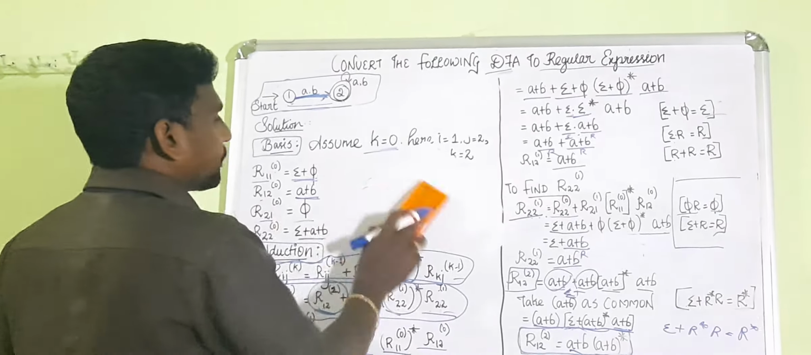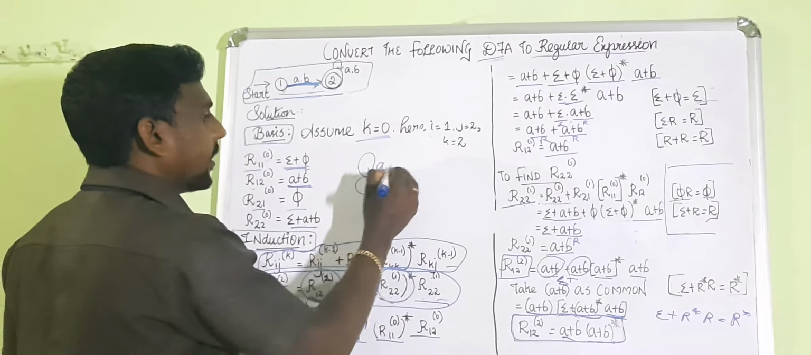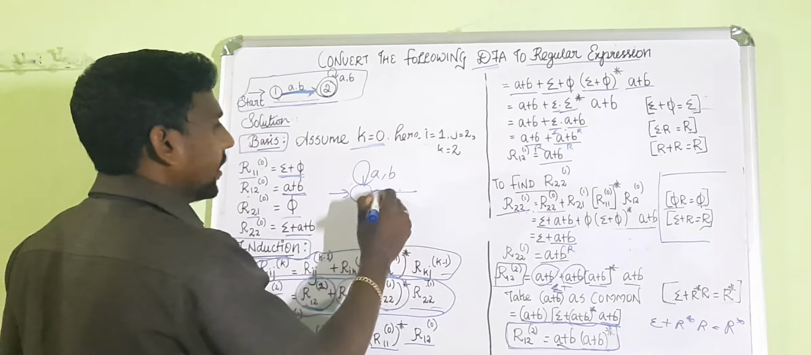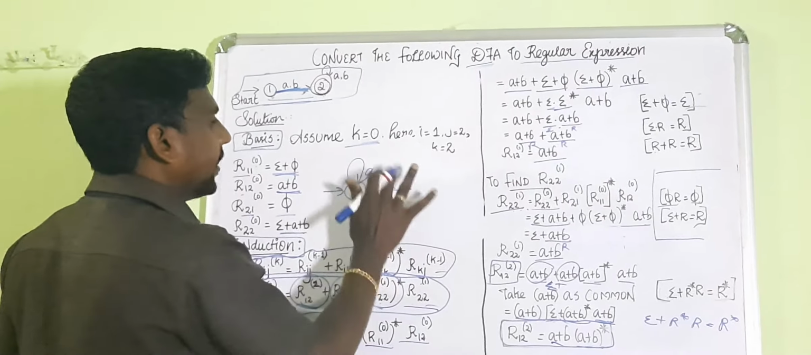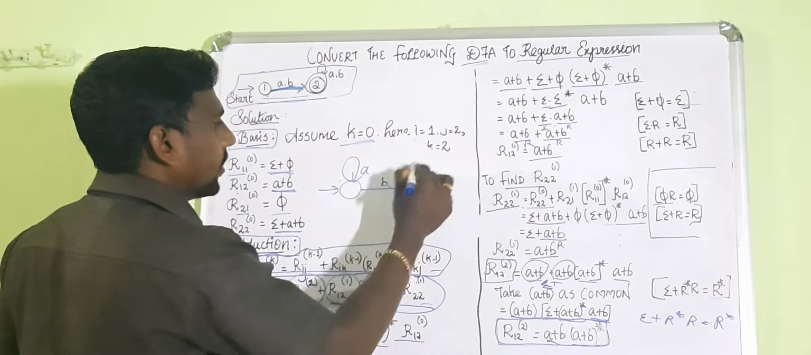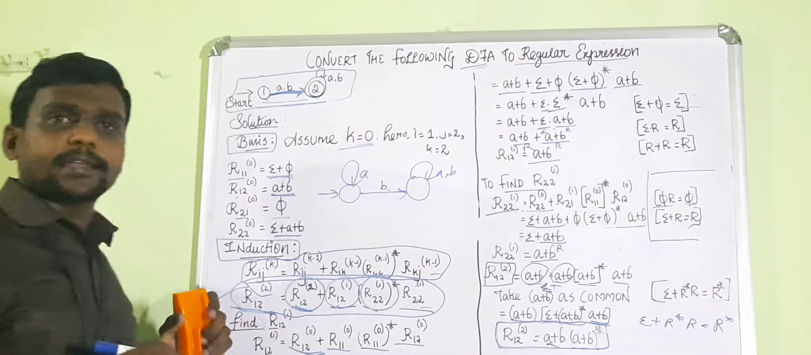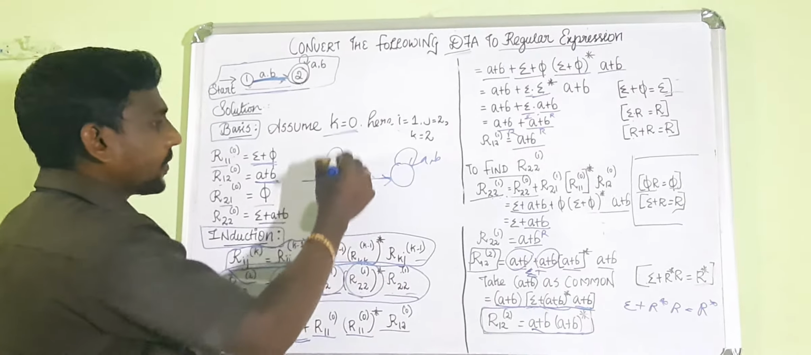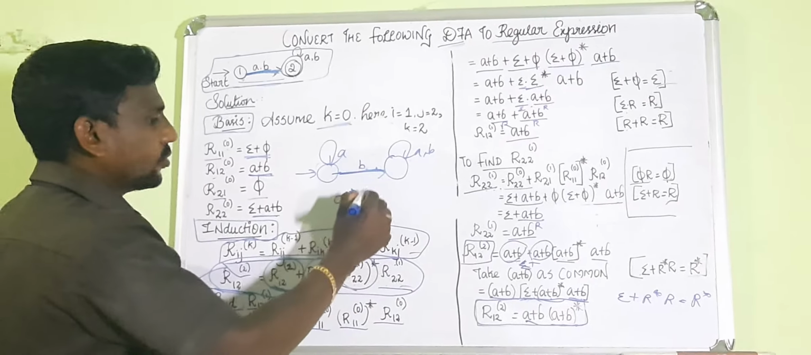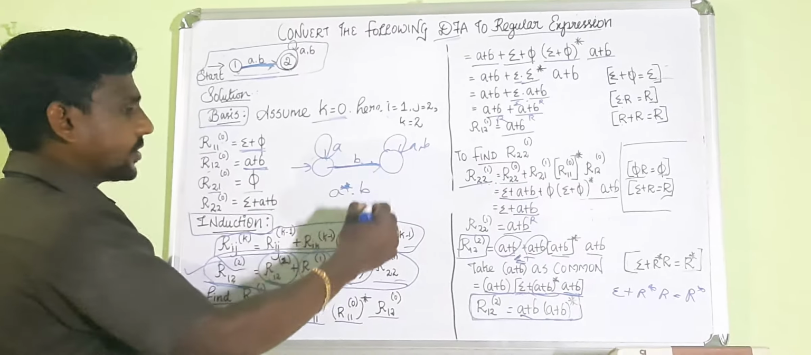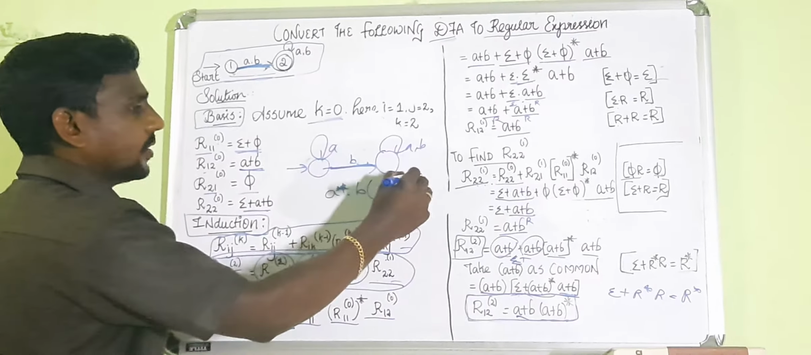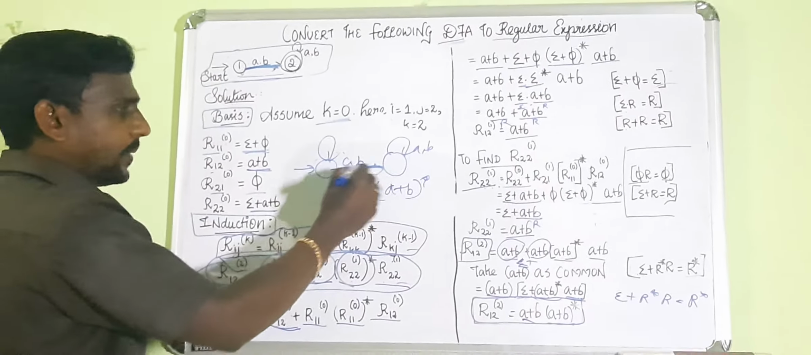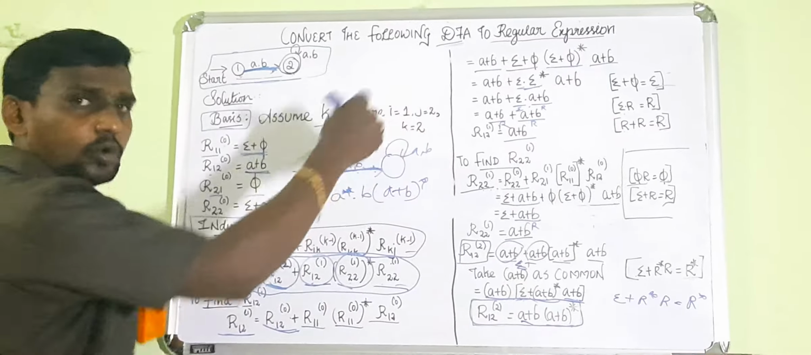Clear? See, tell me, if the diagram is like this, a comma b, here it is b, here a comma b. If it is like this, what is the answer? See now, a star into b, a plus b the whole star. So if it is a comma b, it means a plus b into a plus b the whole star.